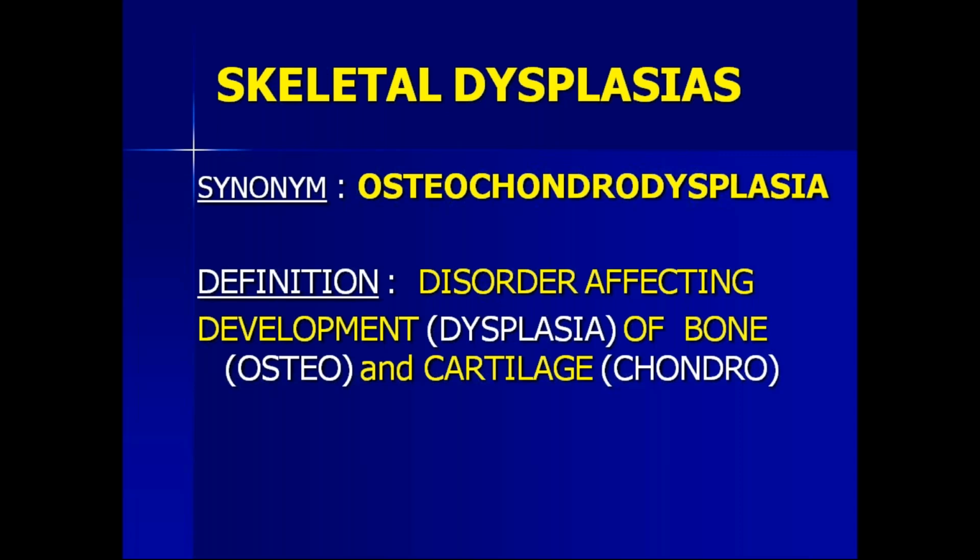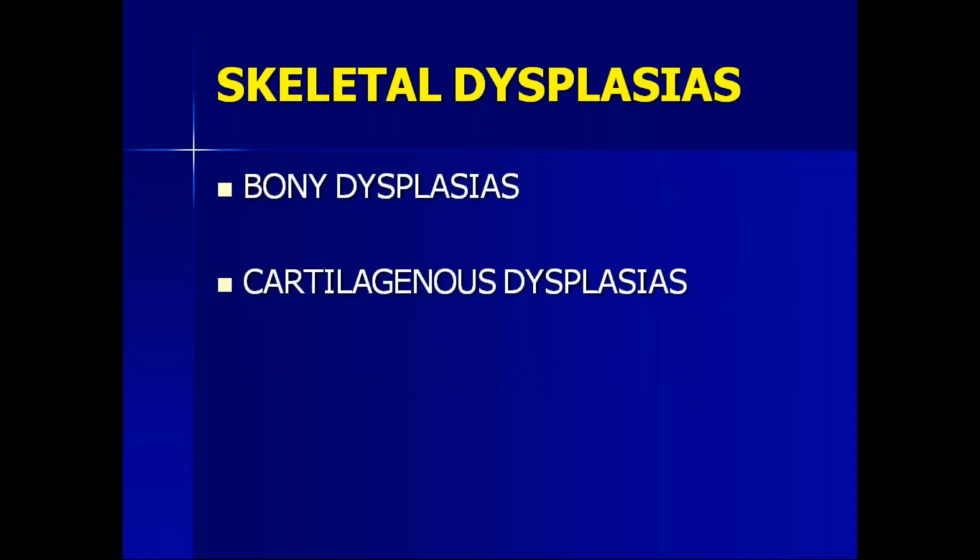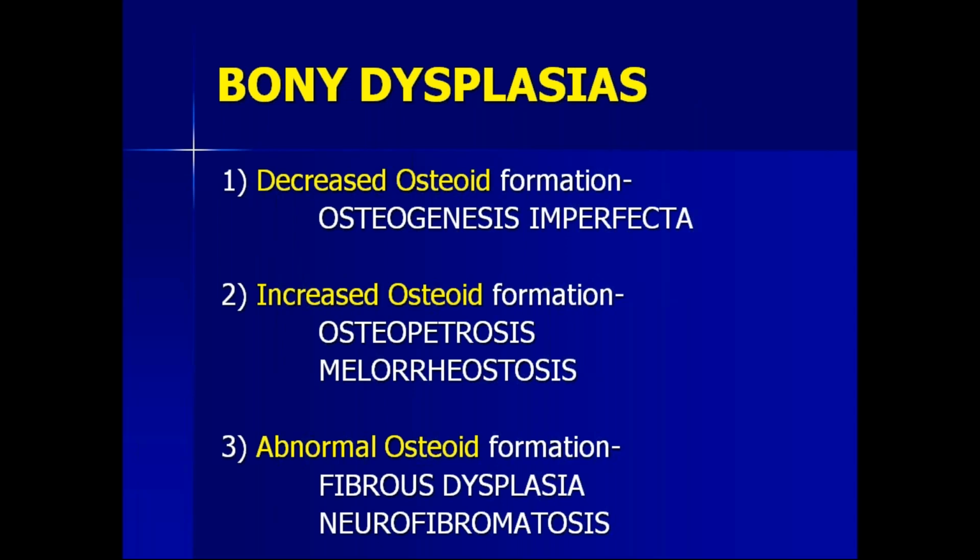Skeletal dysplasias are also known as osteochondrodysplasia. This is a disorder affecting development of the bone and cartilage. Osteo is bone, chondro is cartilage, and dysplasia is the disorder affecting the bone and cartilage. They can be classified into bony dysplasias and cartilaginous dysplasias.